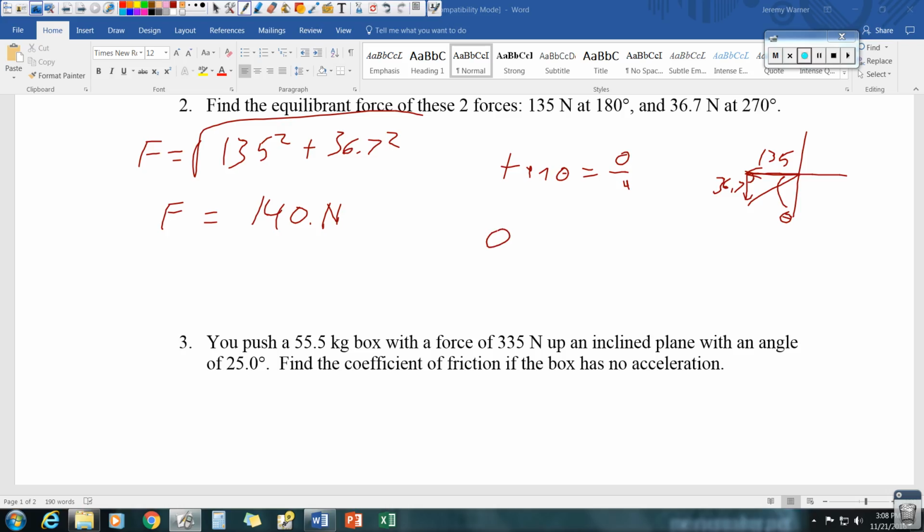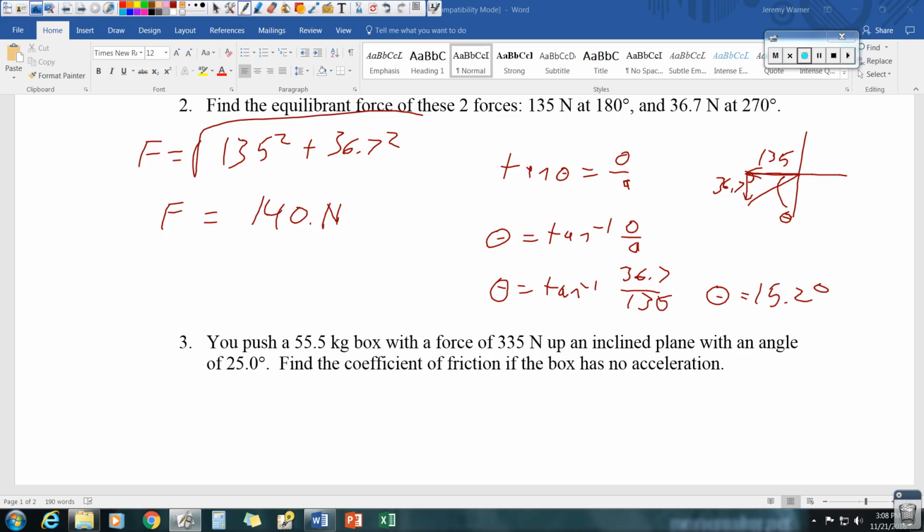So if we want to find theta, we'll need the inverse tangent of opposite over adjacent. So theta will be equal to the inverse tangent of 36.7 over 135. And when you do that, you get an angle theta of 15.2.